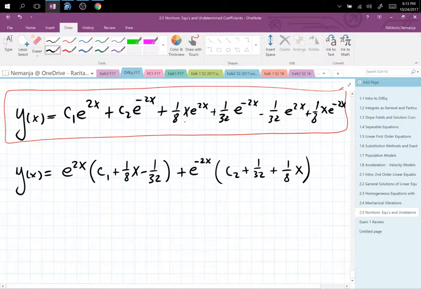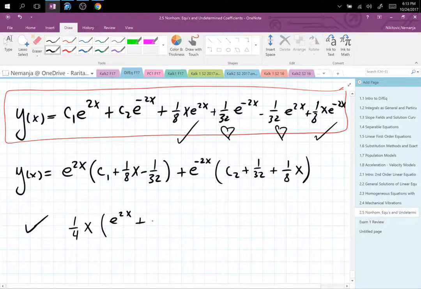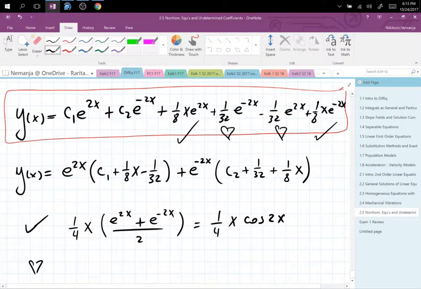So this term here, and where is the companion? This term here, perfect. And then this term here and this term here, perfect. So the checkmark terms, we can factor out 1/4 x, and we are left with e to the 2x plus e to the negative 2x over 2, which simplifies into cosine hyperbolic of 2x.